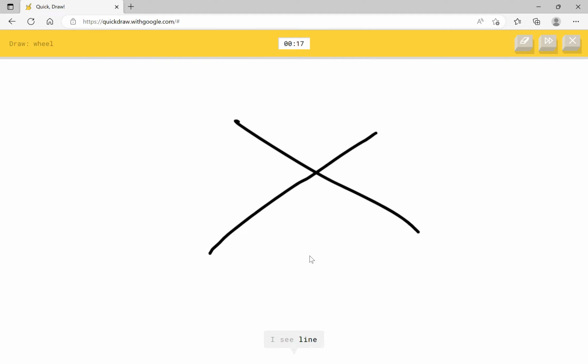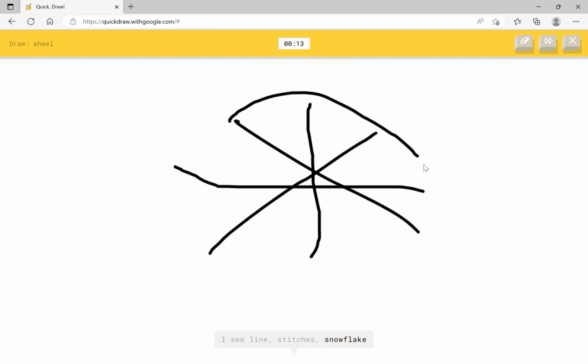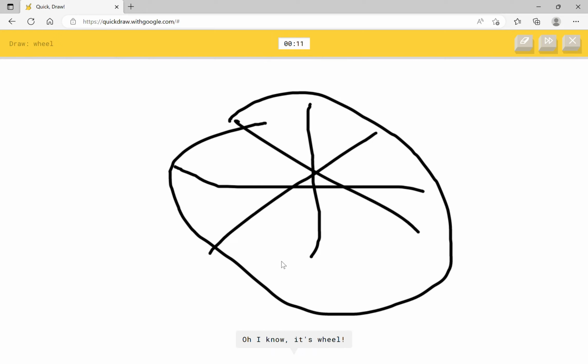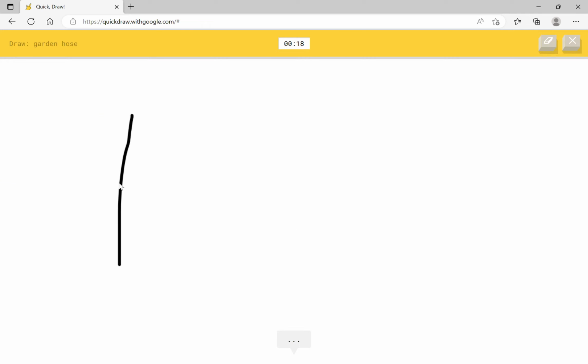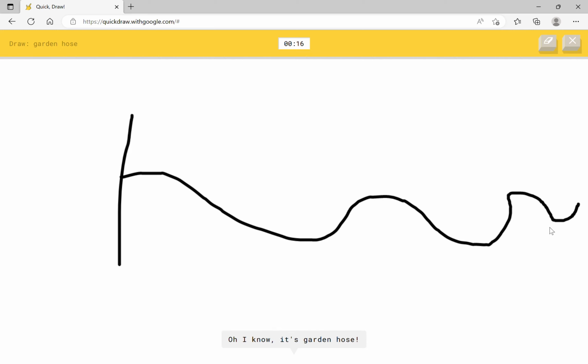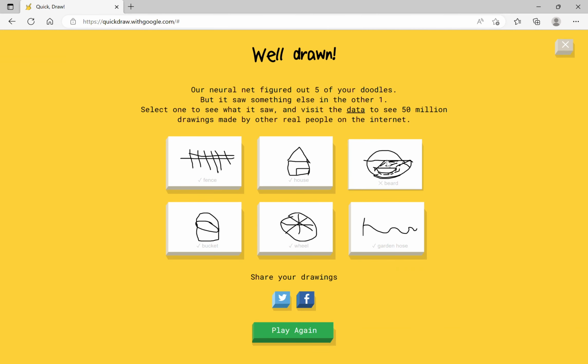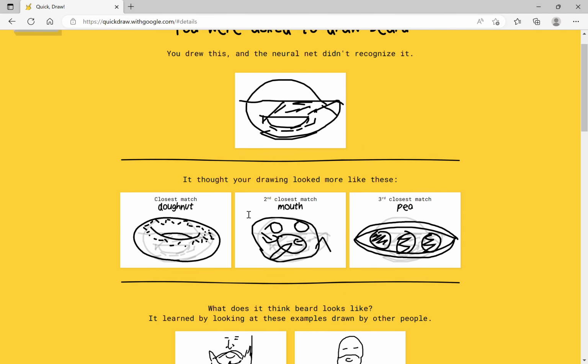I see line. Or stitches. Or snowflake. Oh, I know, it's wheel. I see line. Or shoe. Oh, I know. It's garden hose. Okay, so it didn't get the donut mouth up here.